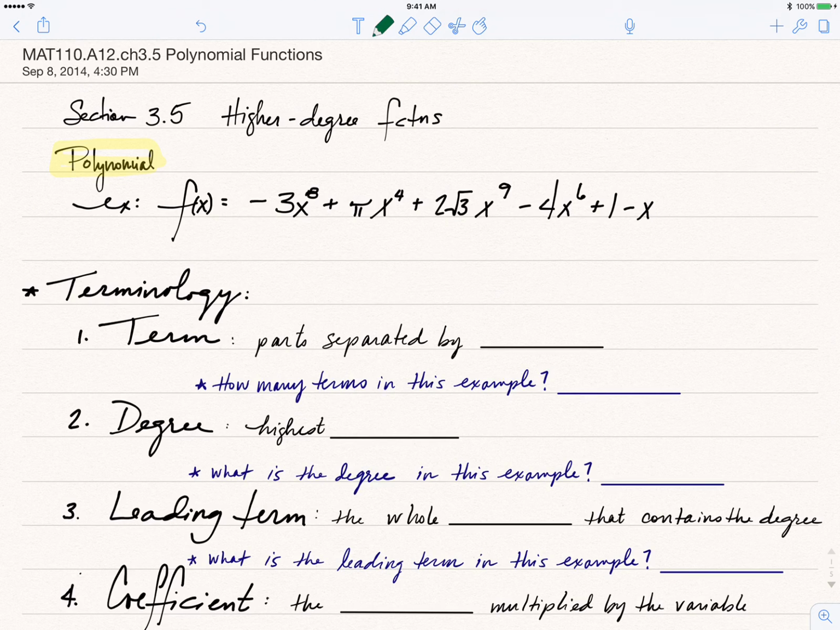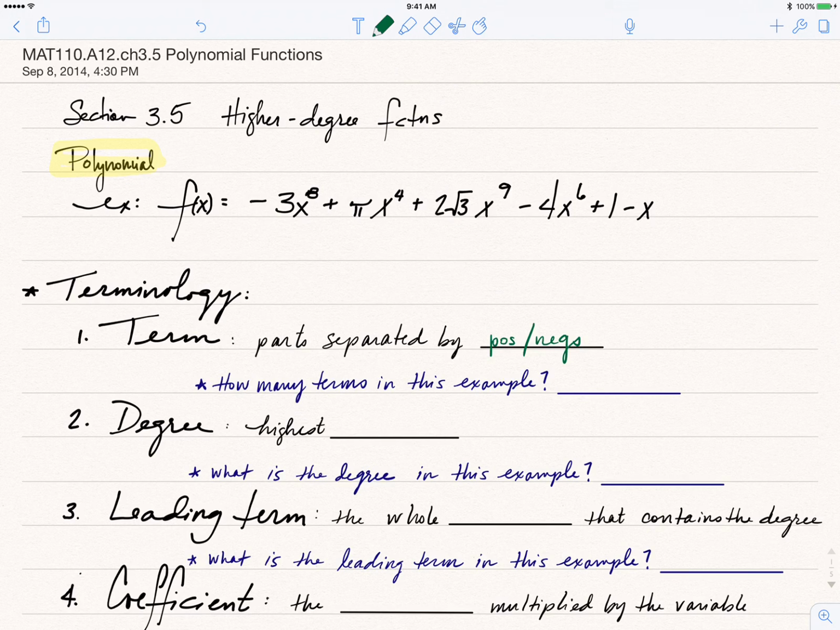So the first term is term. What is a term? These are parts of my polynomial that are separated by pluses and minuses. So if you would look up to the very ugly example, how many terms do you see in this example? Go ahead and fill in the blank.